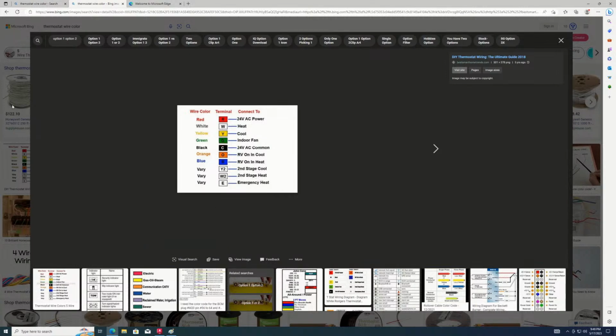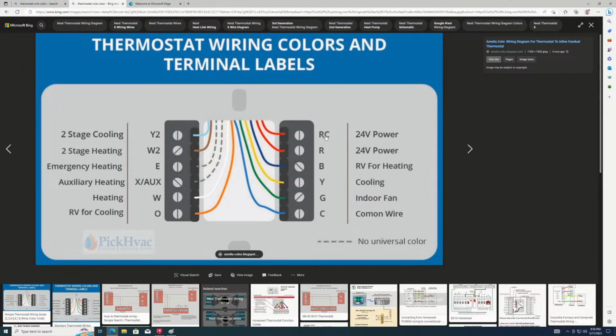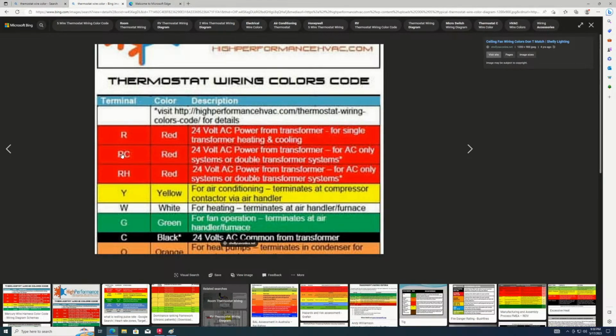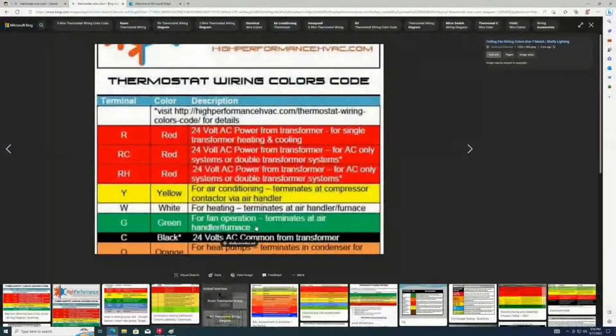Now see here, they just label as R, not RG or whatever. Oh, it's just R, okay. These colors matter. Yeah, see, RC, RG, RH. AC only system, double transformer systems. Okay, yellow, fan, yellow, white. Alright, let's go back to our AutoCAD. Heat. G is for fan, black 12 volt from transformer.